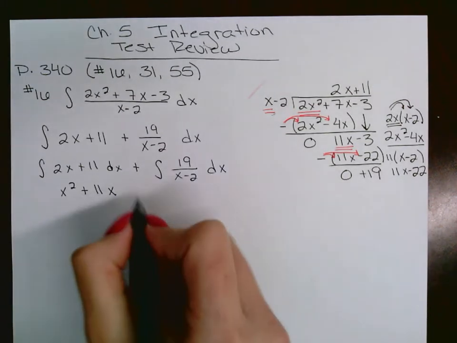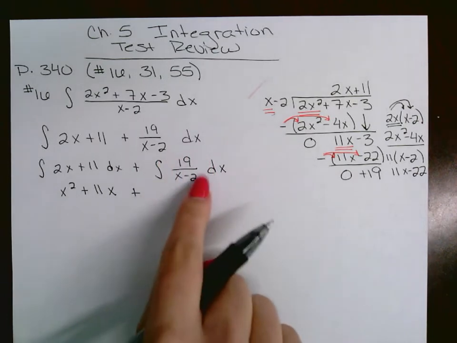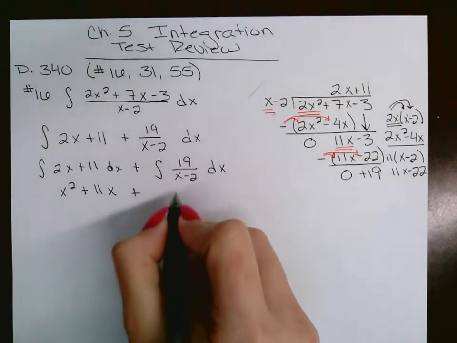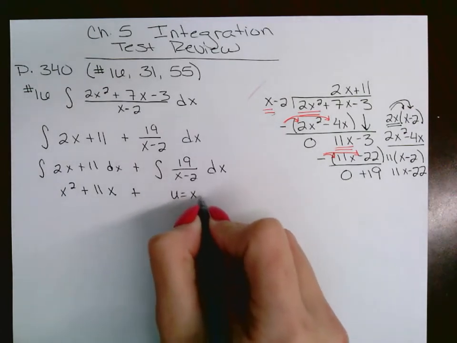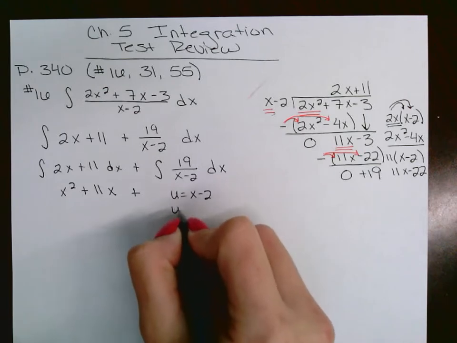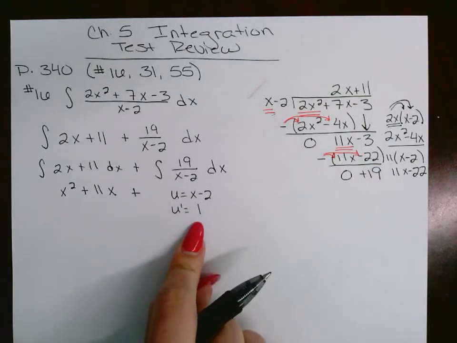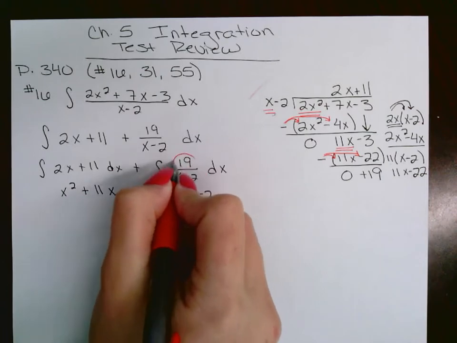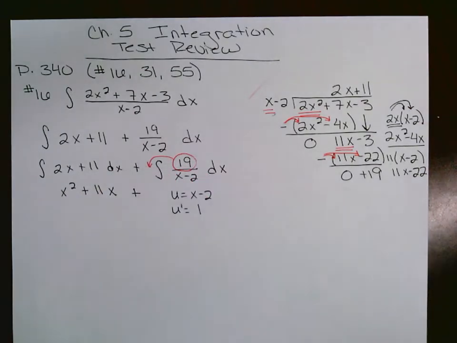Okay? Now, what rule do you think I'm going to need to use here? U sub. I love it. Okay? Anytime you see that denominator, u is x minus 2. What would u prime be? 1. So where should I be able to find that 1? In the numerator. Wonderful. So what is currently in that numerator? What can I do with that 19? Good. Bring them to the outside, and now I'll have a 1 there.